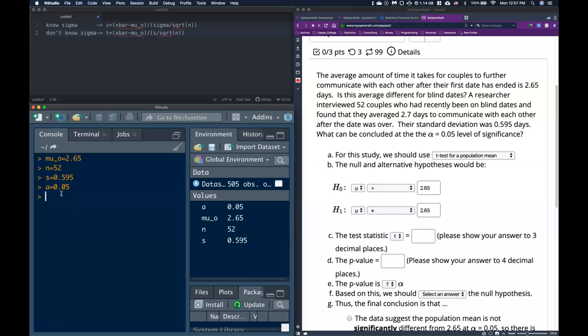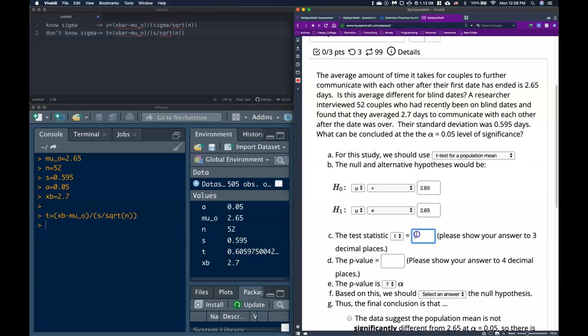Okay, we need to know our x bar, which I'm just going to call xb, and that is going to be equal to 2.7. Okay, so if we want to know what t equals, we've got to do x bar minus mu naught, or our hypothesized mu, divided by s divided by the square root of n. And when I hit enter, our t shows up as 0.60597. If we type in t, it'll kick it out over here. And I'm just gonna copy and paste it in, much easier.